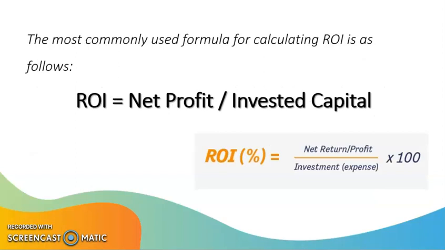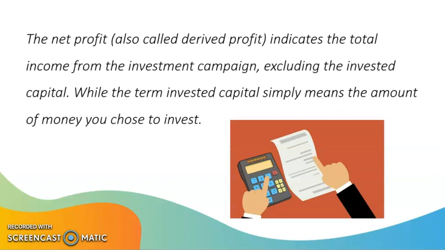The most commonly used formula for calculating ROI is as follows. ROI is net profit on invested capital. The net profit, also called derived profit, indicates the total income from the investment campaign excluding the invested capital, while the term invested capital simply means the amount of money you choose to invest.